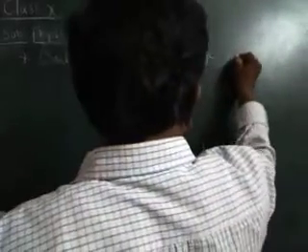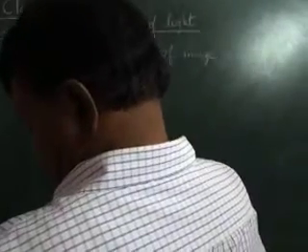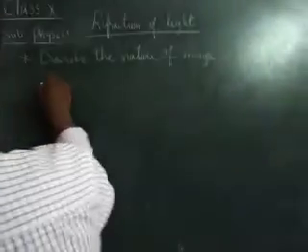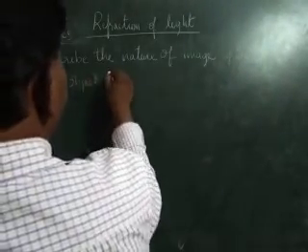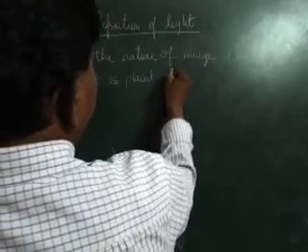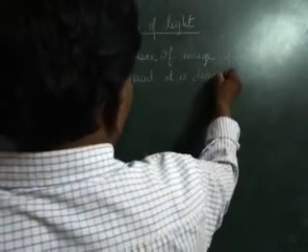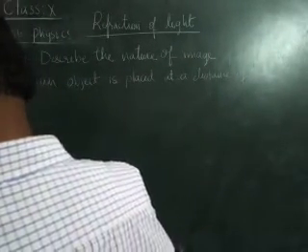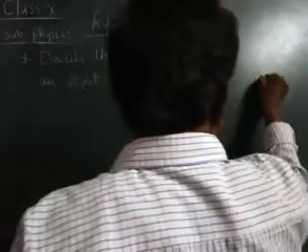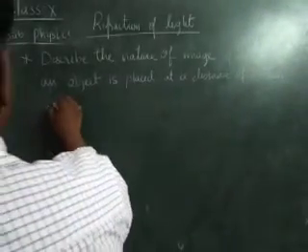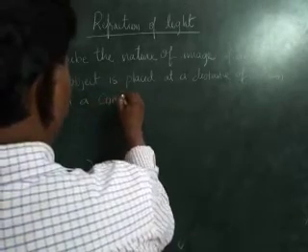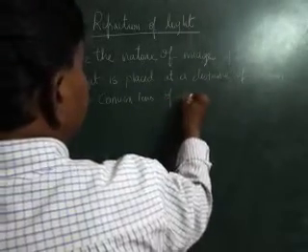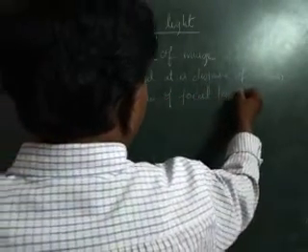Describe the nature of image formed when an object is placed at a distance of 30 centimeter from a convex lens of focal length 15 centimeter.